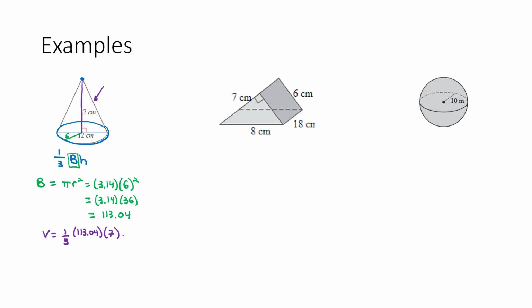That 1/3 is the same as dividing by 3, so I'm just going to do on my calculator 113.04 times 7, and then divide that answer by 3, to get my final volume of 263.76 cubic centimeters.